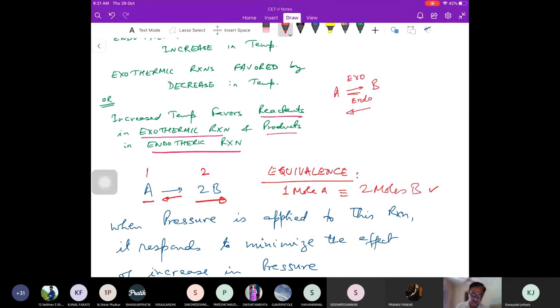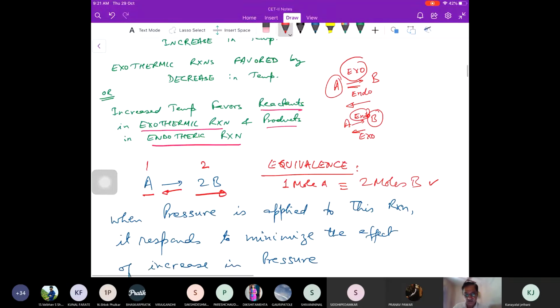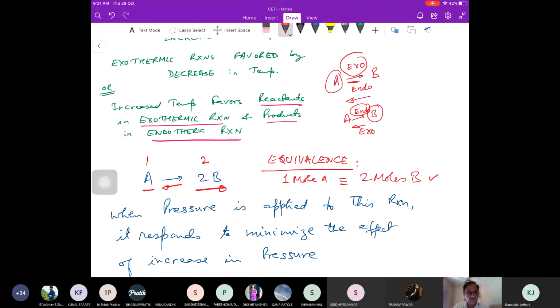Whereas if it favors product, in an endothermic reaction, suppose it is endothermic, then the reverse reaction will be exothermic. So if you take an exothermic reaction, it will always go in this direction if you increase the temperature. And if you take an endothermic reaction, it will always go in this direction if you increase the temperature. Is this understood?